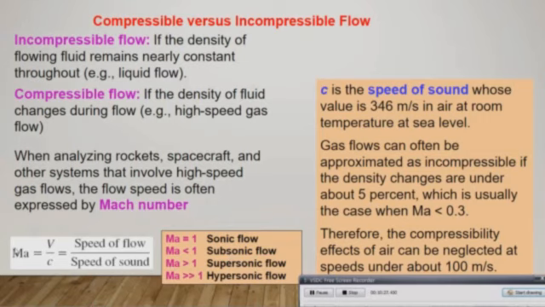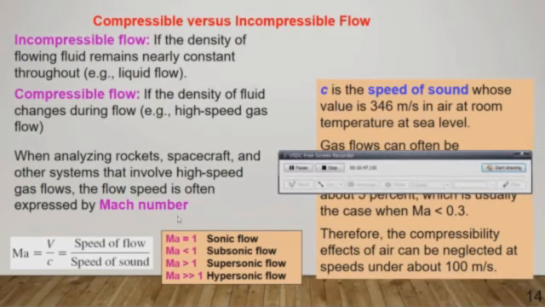Basically it is the ratio of the speed of flow, for example flow surrounding a jet, compared to the speed of sound, c. The standard speed of sound is 346 meters per second. These are the types of high speed flow: sonic, subsonic, supersonic, and hypersonic flow.